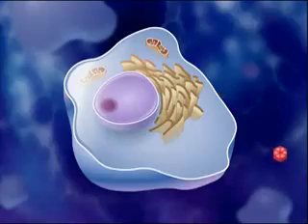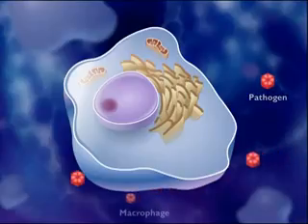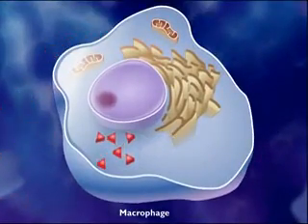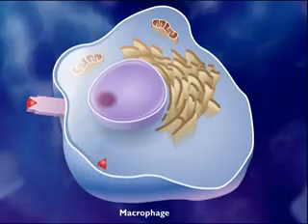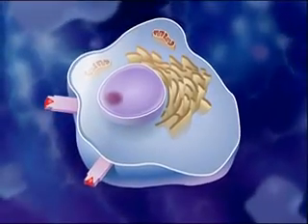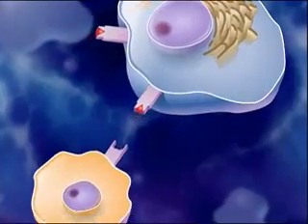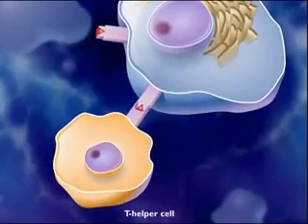Activation of the immune response typically begins when a pathogen enters the body. Macrophages that encounter the pathogen ingest, process, and display the antigen fragments on their cell surfaces. Macrophages with antigen fragments displayed on their surfaces are called antigen-presenting cells. An antigen-presenting macrophage interacts with a T helper cell that can recognize the same antigen.